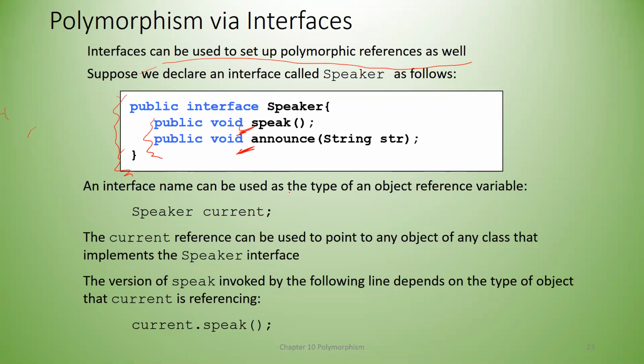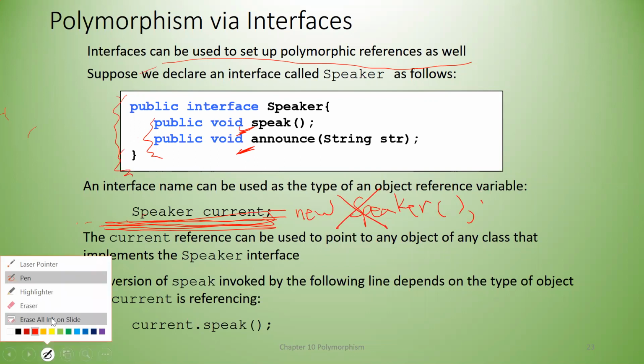An interface name can be used as a type of an object reference variable. So you can use it as a reference variable. You can do this, declaring a speaker reference variable. However, you cannot do this, right? We learned this in chapter 8. However, you cannot do this. That means you cannot instantiate an interface object. It doesn't exist. So this is not okay, but you can declare a variable from an interface, okay?